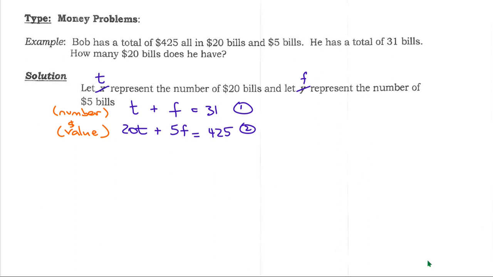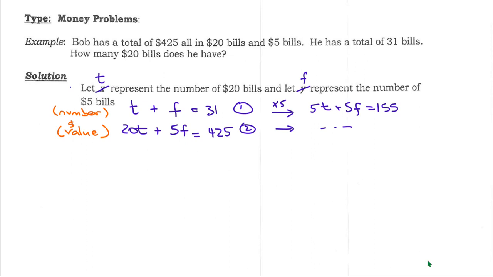If you look at these two equations, they can be solved with elimination. You would just have to multiply the top equation by some number to isolate the variable, to be able to eliminate a variable. So probably if I multiply the top one by 5, I would have 5t plus 5f equals 155, and then the bottom one could stay the same and you can use elimination.